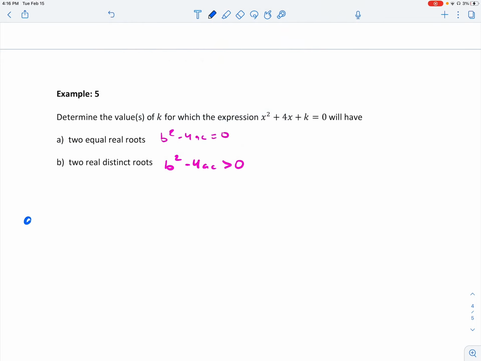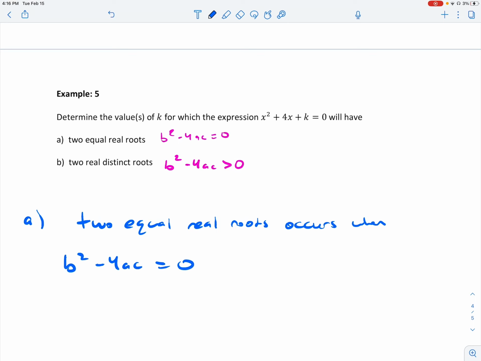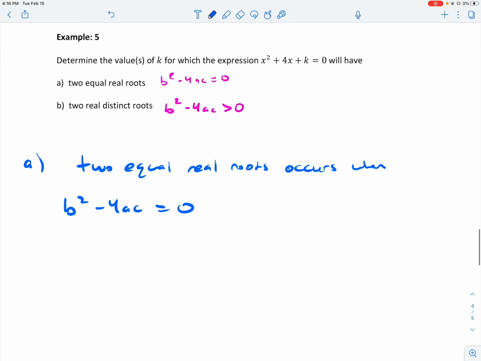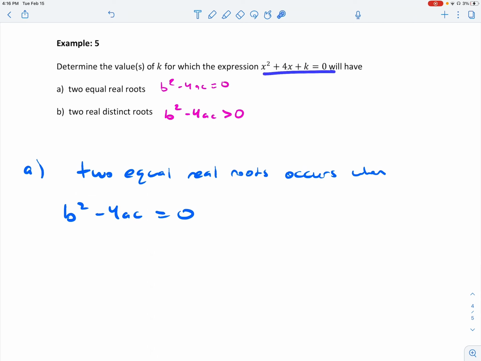Okay, let's switch colors. So two equal real roots occurs when b squared minus 4ac equals 0. In my expression up here, I have a value for a, a value for b, and a value for c. It's k. I'm just going to substitute those in here. We already set this to 0, so it's already set up to give us two equal real roots. So we want to find out what k needs to be for this to happen.